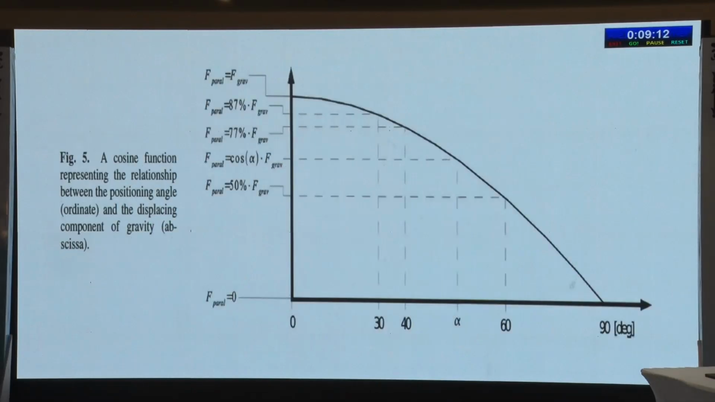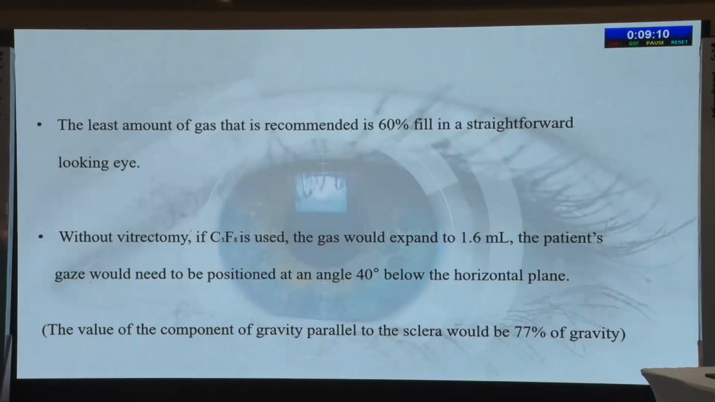Now, complex mathematical equations and cosine functions lead us to calculate that the least amount of gas that is recommended is 60% fill in a straightforward looking eye. And without vitrectomy, if C3F8 is used, the gas would expand to 1.6 ml. The patient's gaze would need to be positioned at an angle of 40 degrees below the horizontal plane.